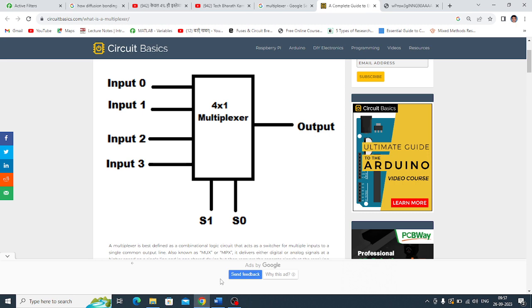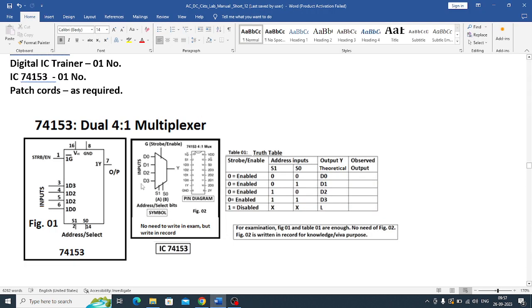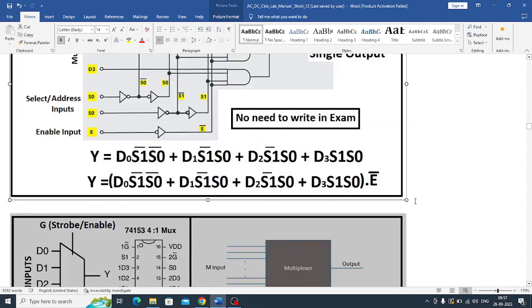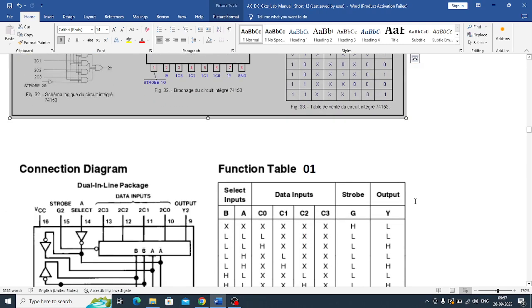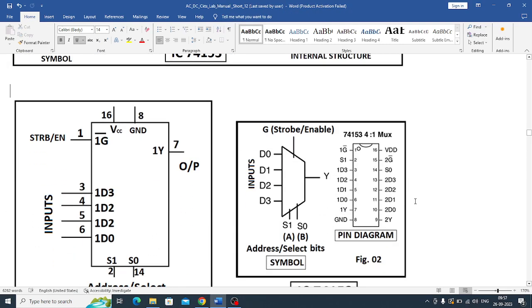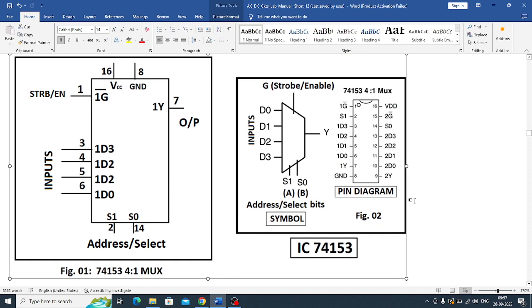So in the circuit you have IC 74153. 74153 is actually in the pin diagram is here. It is dual 4:1 multiplexer, means there are two multiplexers, each 4:1.